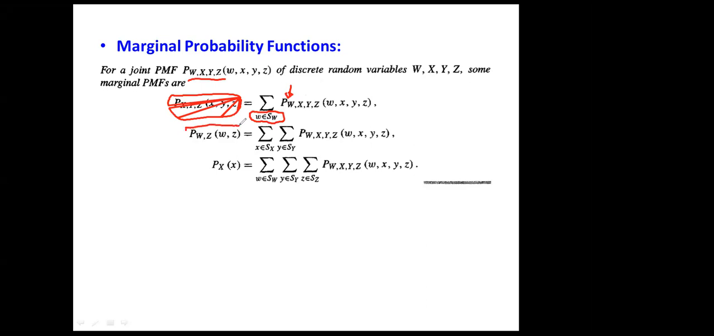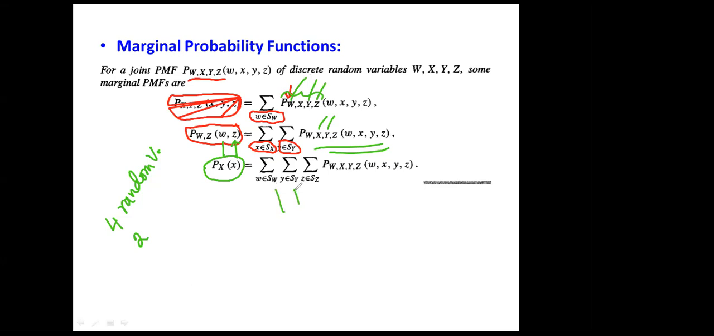When I'm talking about this WZ, then I'm talking about taking X and Y. All right. When I'm going, say for example, from 4 random variables to 2 random variables, then we are making a sum over those extra 2 random variables. Say for example, from WXYZ to W and Z. That means I'm ignoring X and Y, so I have to take a double summation over X and Y, like this. Okay. And if I want to find the single random variable X from the 4 random variables WXYZ, then I have to take 3 summations over W, Y, and Z.